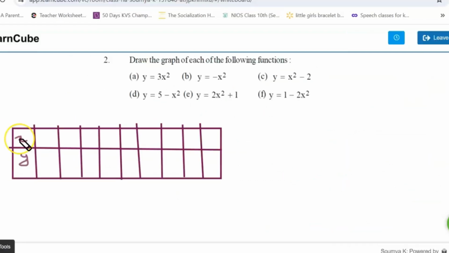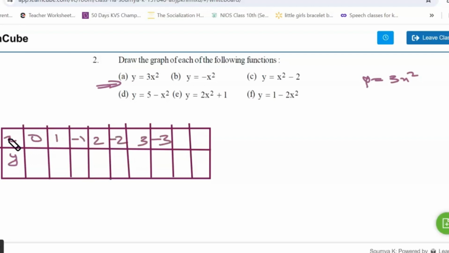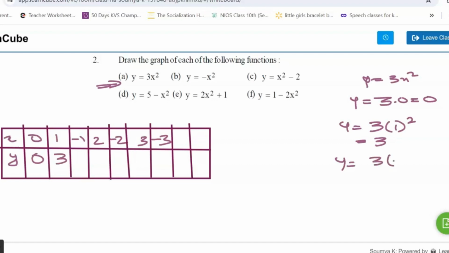x and y. Here you have got x and y. Now let's solve the first one, that is y equal to 3x squared. In that case, let's pick some values: 0, 1, minus 1, 2, minus 2, 3, minus 3. Okay, so for y, if the value of x is 0, it will be 0. So you have (0, 0) as the first value. Then let's use the value 1 for x. So it will be 3, so (1, 3). Next one is y equal to 3 into minus 1 squared, that is 3.